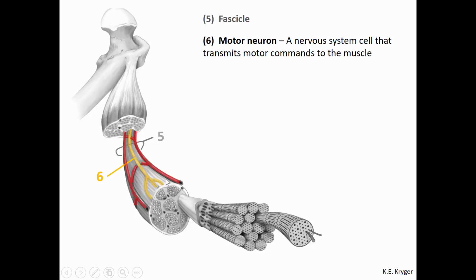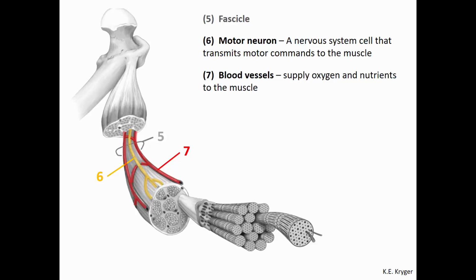And number 7 is in red here, because these are cells we're talking about, living structures, so we have to give them a blood supply. So number 7, that's our blood vessels. And our blood vessels supply oxygen and nutrients to the muscle.